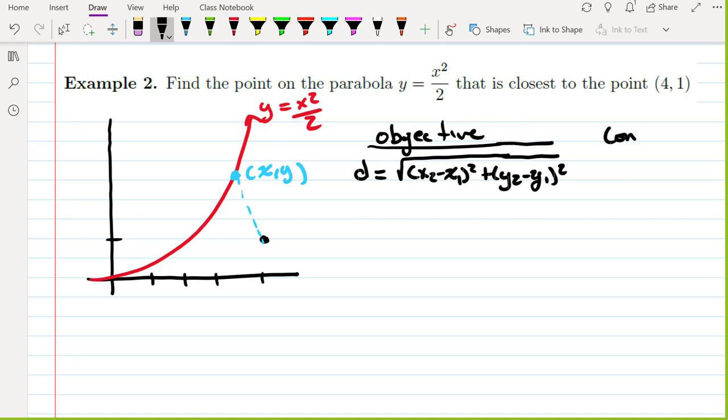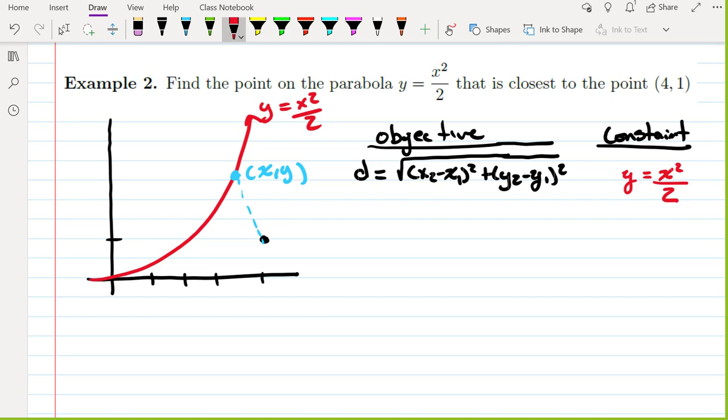And then we have our constraint. What's constraining us in this case? What I mean by that is, what's keeping us from taking that point (x, y) and just moving it to (4, 1)? Well, it has to be on the parabola. So what do all ordered pairs on the parabola have to look like? Well, the equation of the parabola is y equals x squared over 2. So that's our constraint.